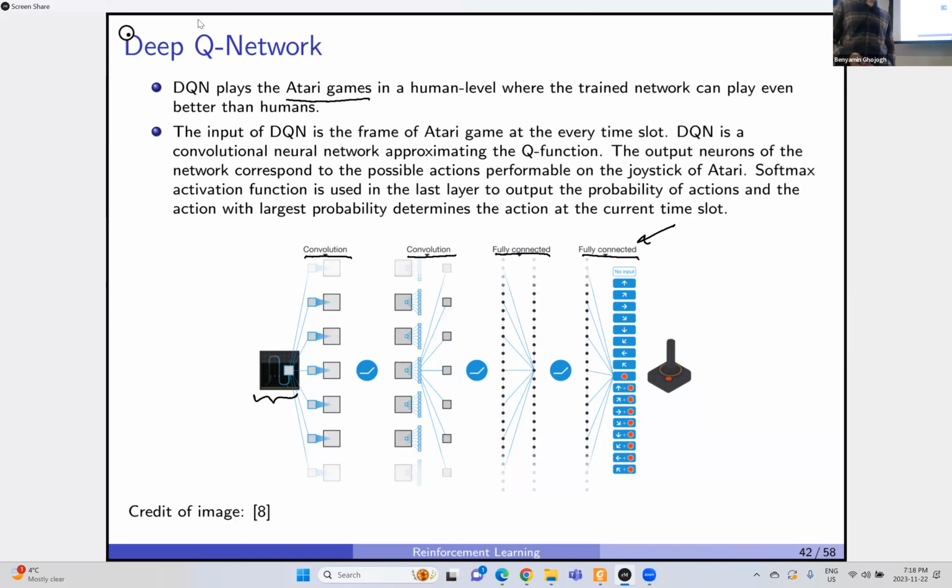What do I mean? Assume I have this many. Every action on the joystick of the Atari is one class, okay? Going up, down, right, left, kick, whatever. So we have these many actions on the joystick. You can see it as the buttons of the PlayStation console, whatever we call it. So now we have these many classes.